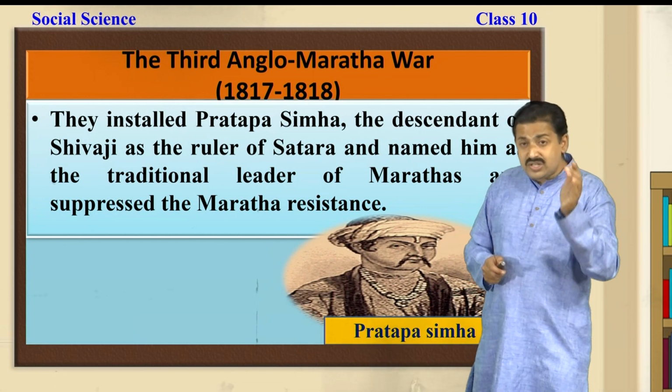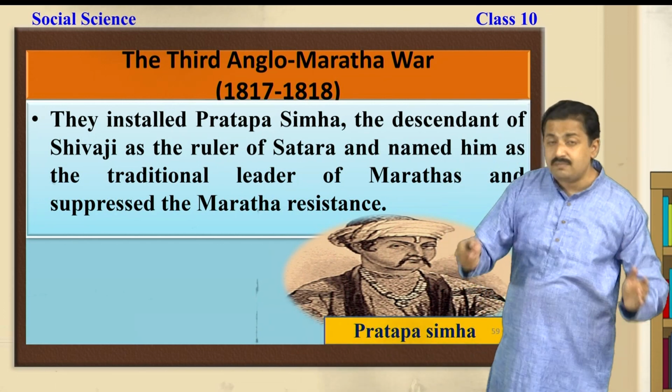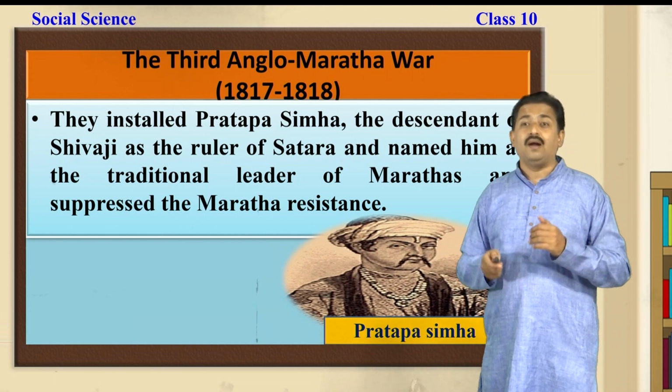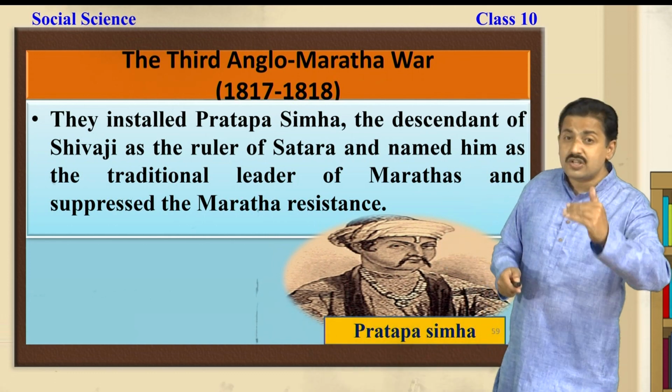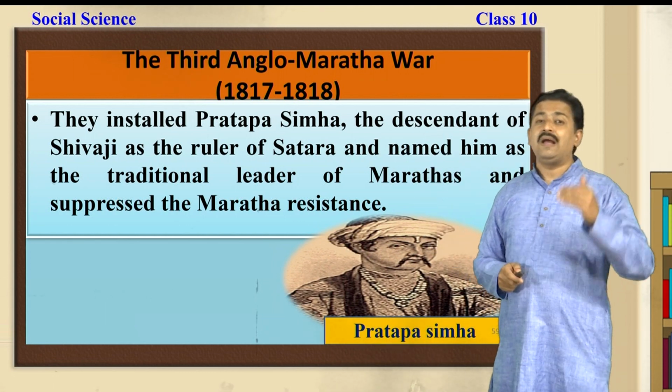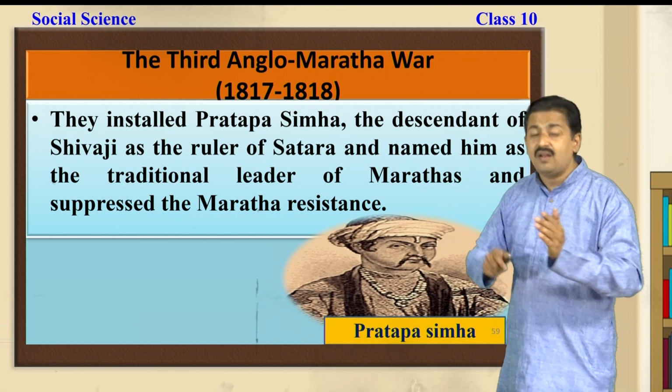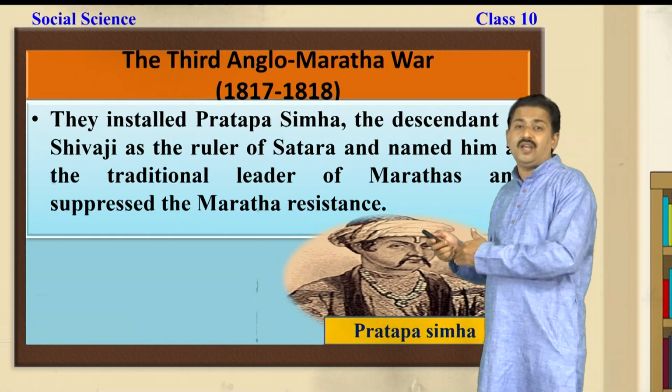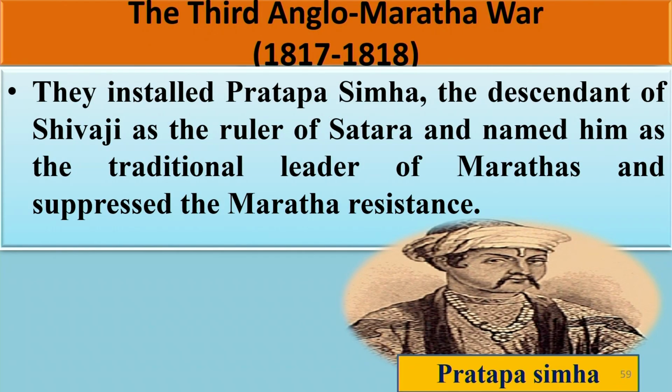Secondly, the British installed Pratap Simha. Who was this Pratap Simha? A descendant of Shivaji Maharaj as the ruler of Satara, and named him as the traditional leader of the Maratha Confederacy and suppressed the Maratha resistance completely. This is another result of the Third Anglo-Maratha War.